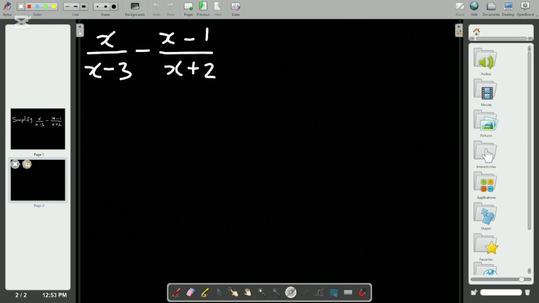Now, if you look at this particular expression, this is a fraction on its own, and then this is another fraction on its own. The value up is the numerator, while this one is the denominator. This is the numerator, while this is the denominator.